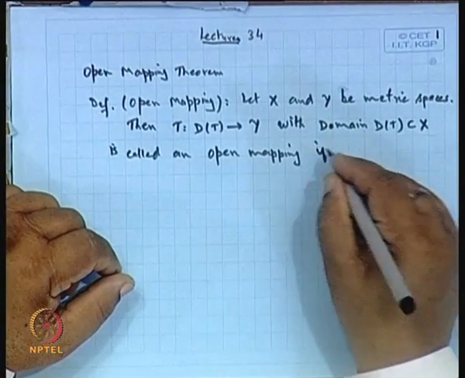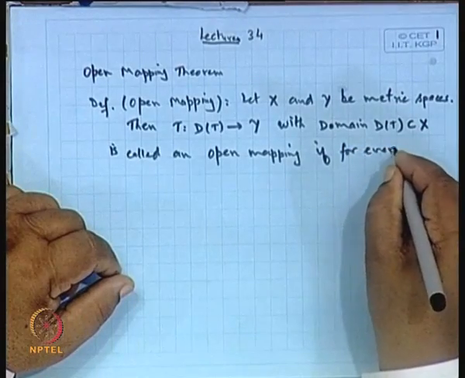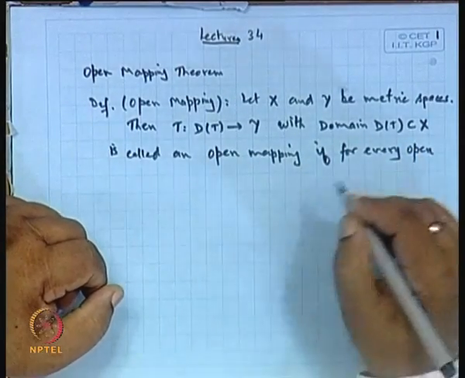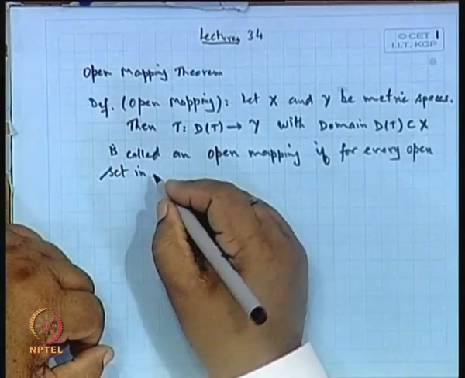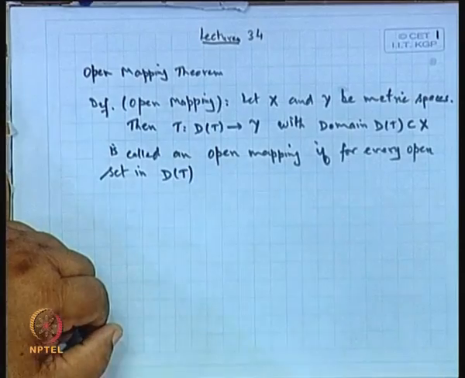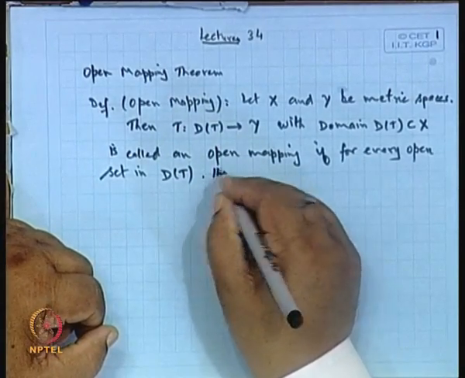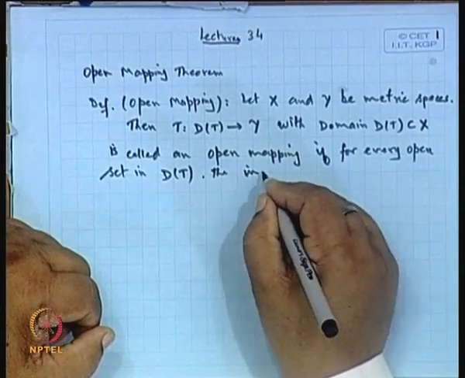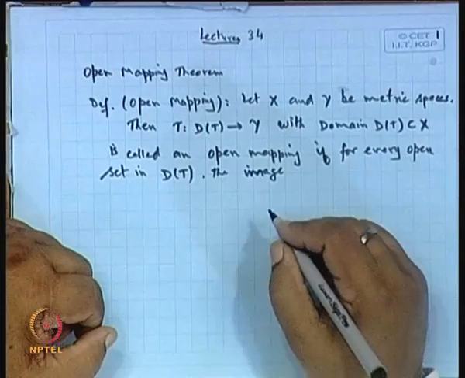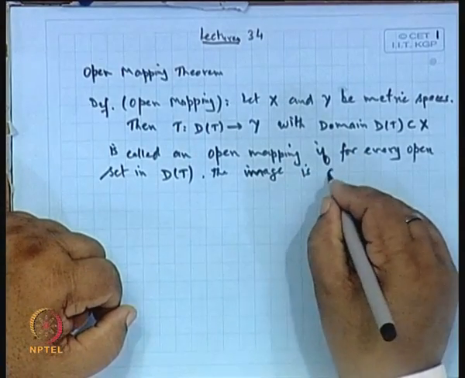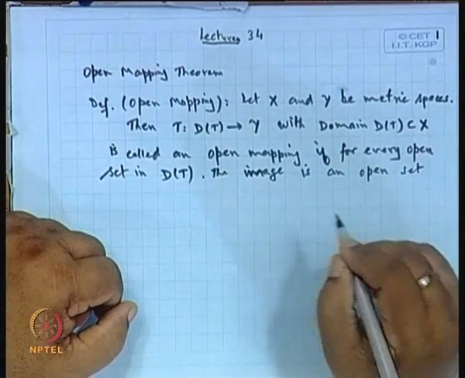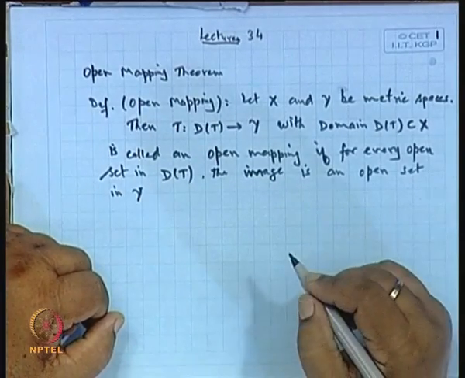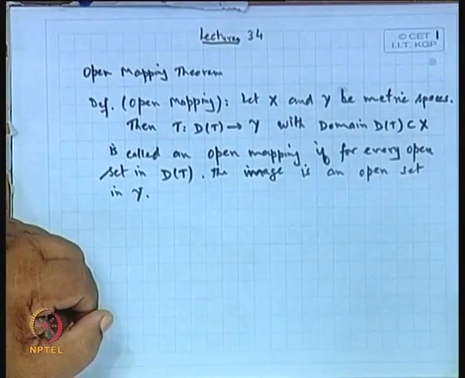if for every open set in the domain D(T), the image is an open set in Y. Such a mapping we call an open mapping.